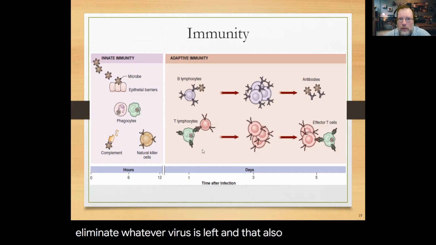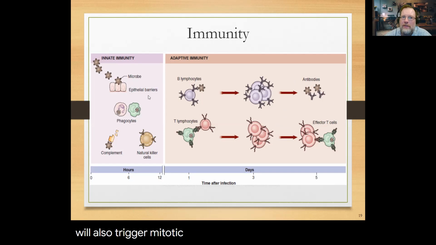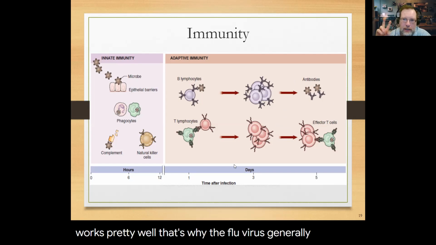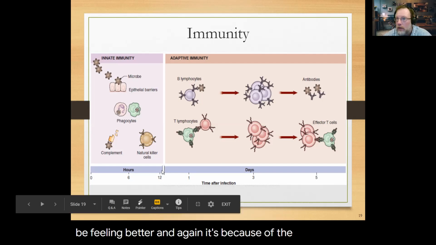And as these guys come on the scene and start kind of cleaning things up, that will also trigger mitotic events and the regeneration of our first line of defense. So that progression and the timing works pretty well. That's why, with the flu virus, generally they tell us we just have to wait it out. We need to rest. We need to hydrate. We need to just shut it down for 3 to 7 days. And after that, by day 7, we should usually be feeling better.